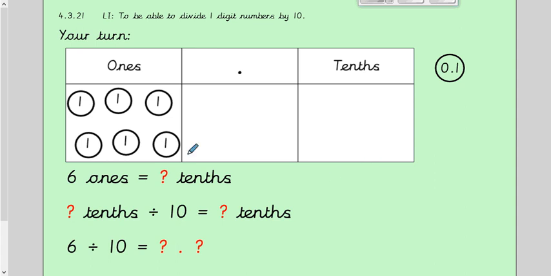So 6 ones is the same as 60 tenths. So I'm not going to do 60 because that will take me forever. Let me just pause the video and work this out.